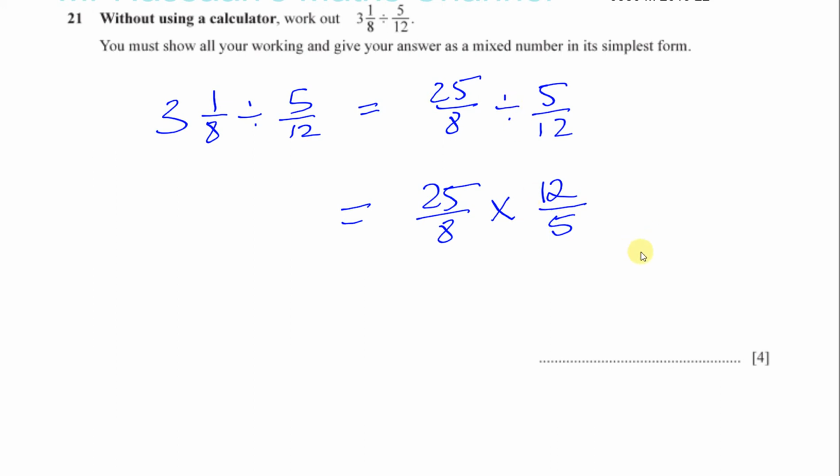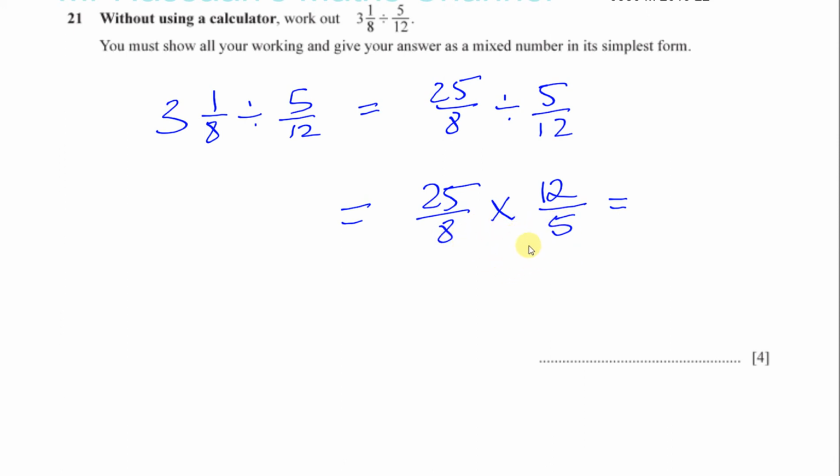Now what makes life a lot easier, instead of multiplying 25 by 12 and 8 by 5, is to cancel out. And one of the things that's really important, you don't make the denominators the same when you're multiplying fractions. You do that when you're adding or subtracting. So don't try and make the denominators the same. You'll complicate everything, make it a lot longer than it should be.